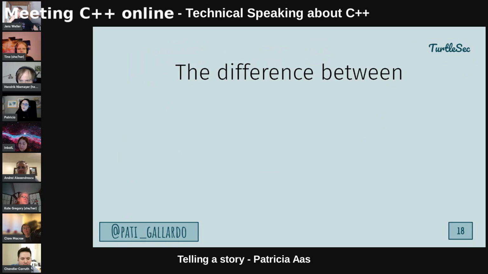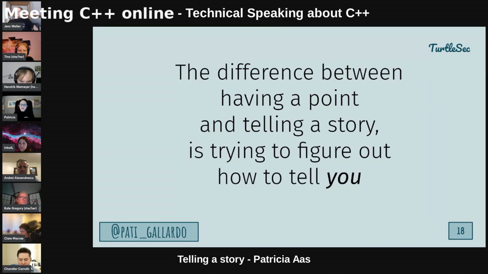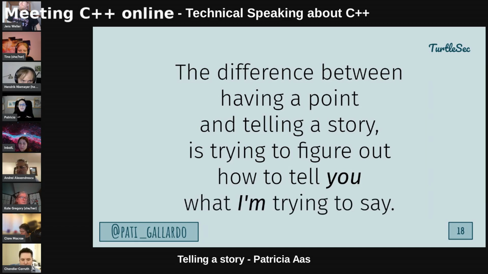So what I'm trying to tell you here is that the difference between having a point and telling a story is this. You have an idea, something you want to say, something you want to communicate. But there's a difference between having a point and telling a story. The difference is trying to figure out how to tell you what I'm trying to say. I need you to understand me, to get it, to internalize it in your own mind. And that is the struggle I have every time.